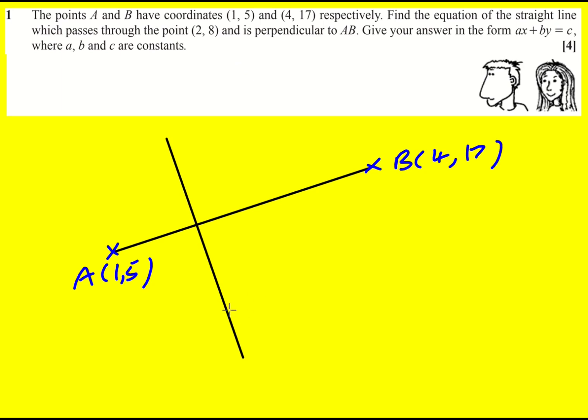And (2, 8) could be anywhere really. It could be on the line, but let's assume it's not. So it's here. Okay, we need to give our answer in the form ax plus by equals c.